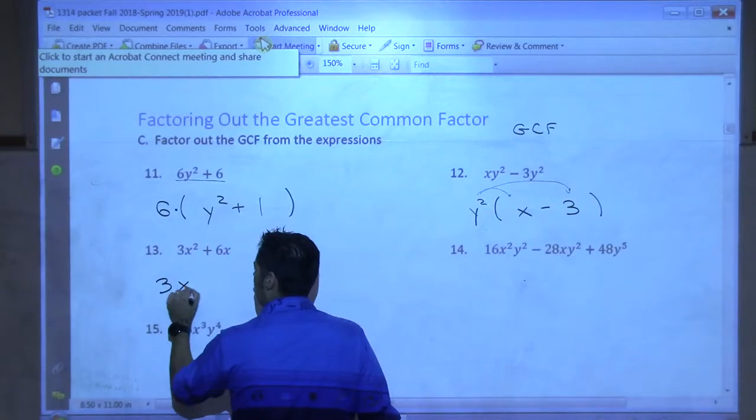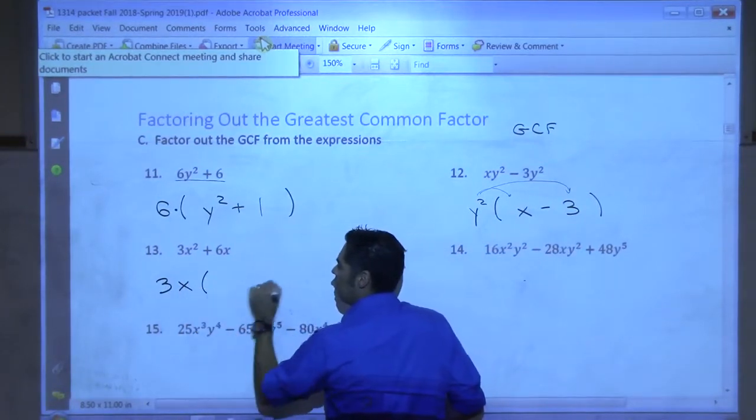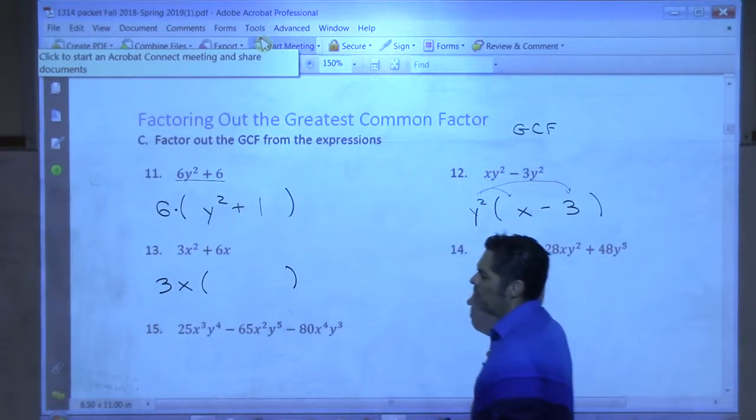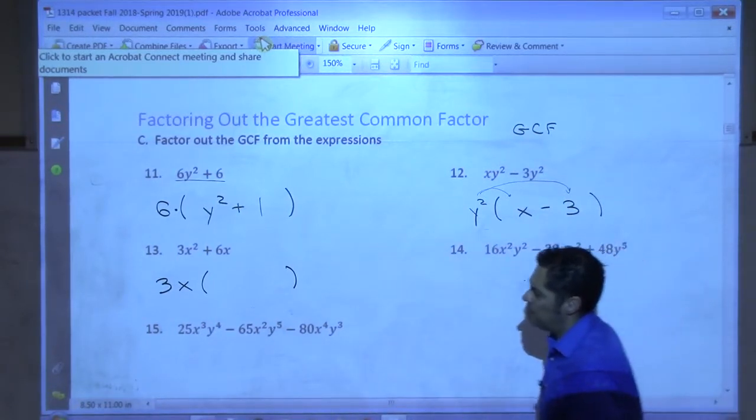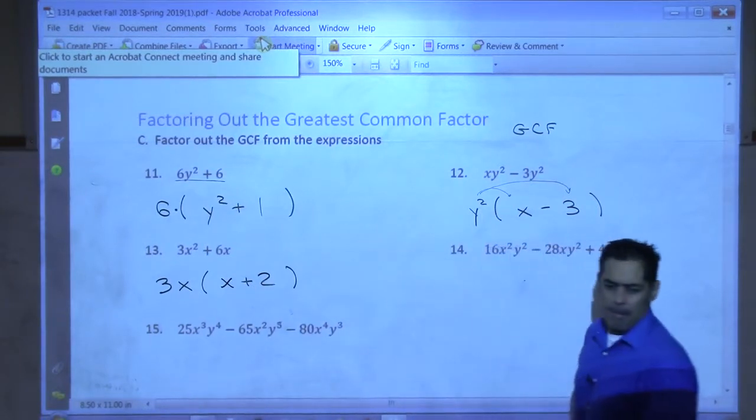Are we done, Anna, pulling out the GCF? Open parentheses. Enough space here for 2. And then what goes in there? X plus 2. That's it. We're in business. Good.